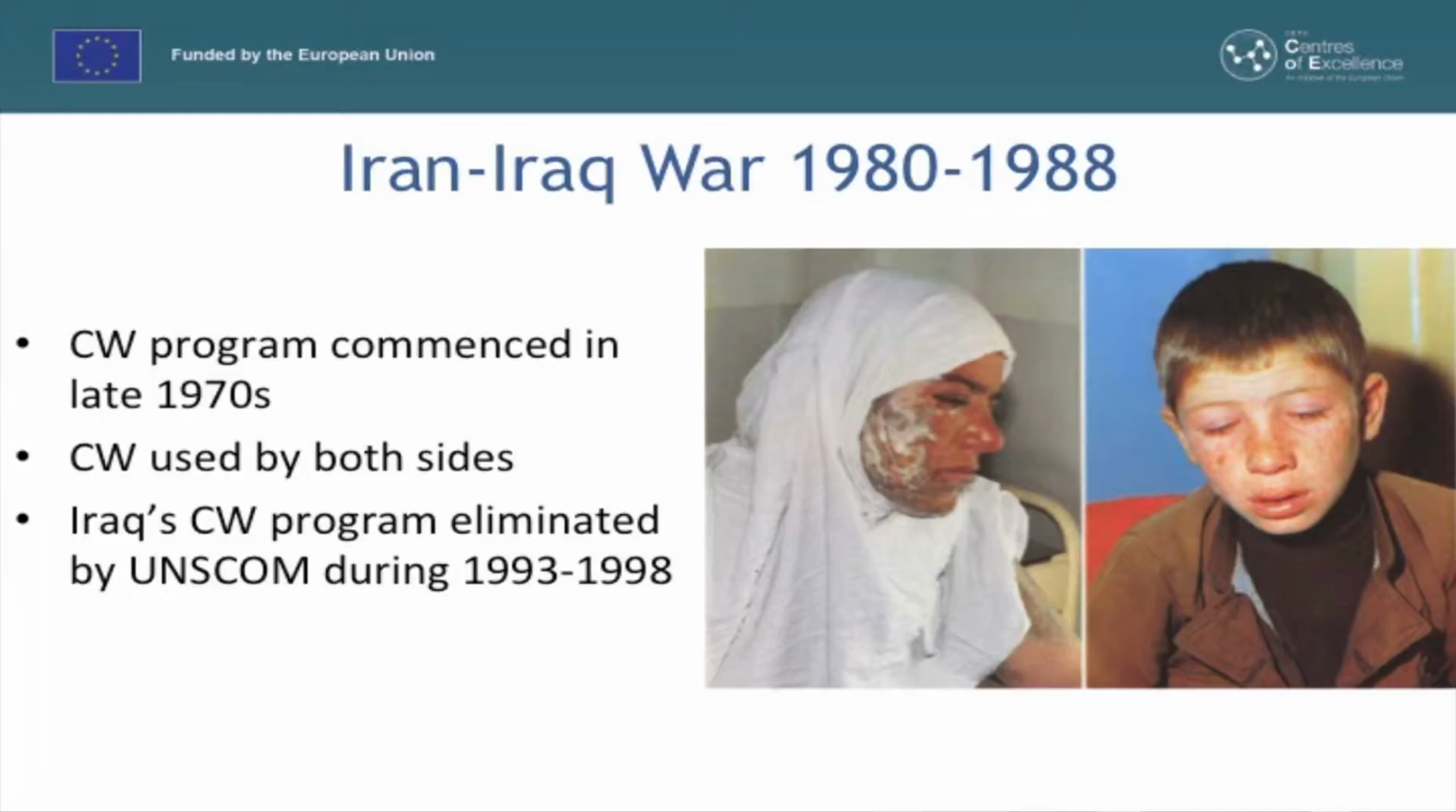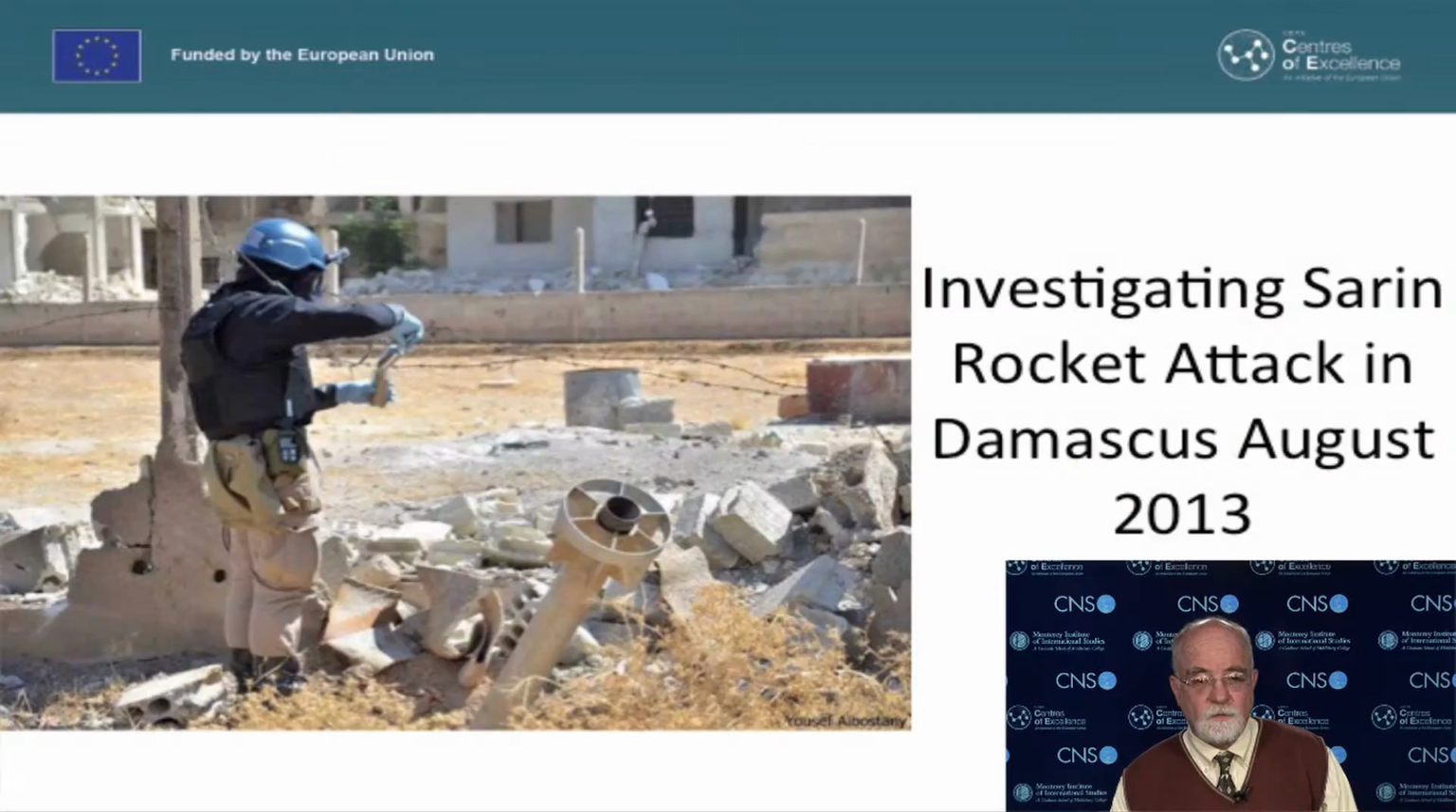A point source strategy is created when a quantity of chemical agent is delivered to a targeted area by a rocket, artillery shell, or a cluster munition containing a multitude of bombs that are filled with chemicals. On August 21st, 2013, for example, Syrian civilians in the suburbs were attacked with sarin, and 1,400 people were killed.